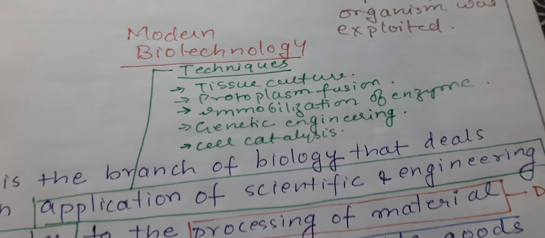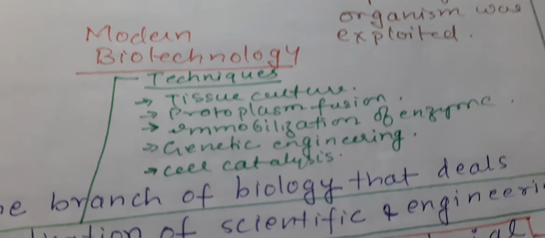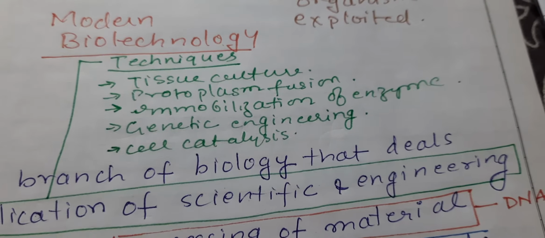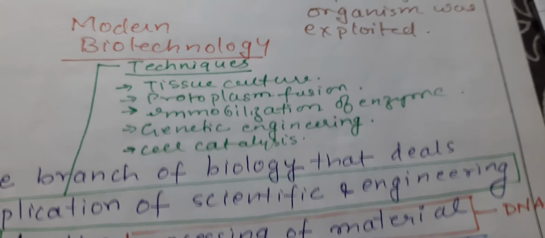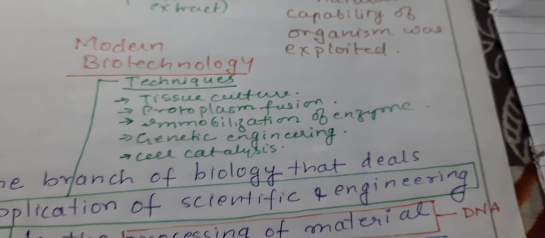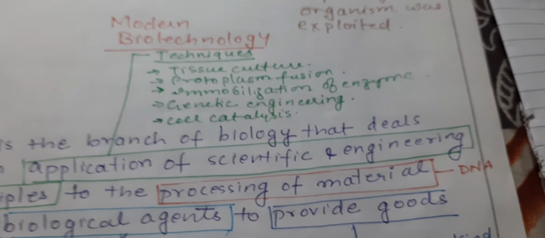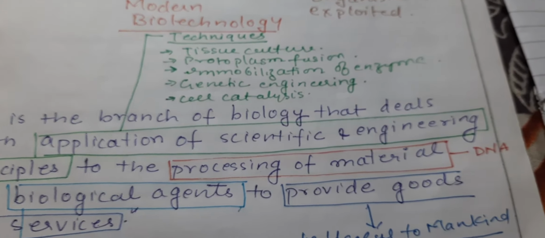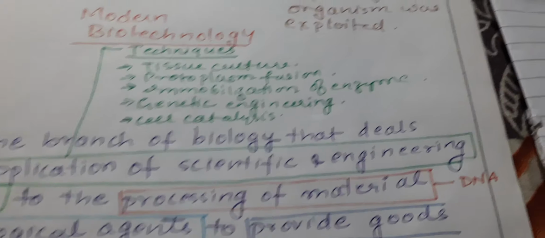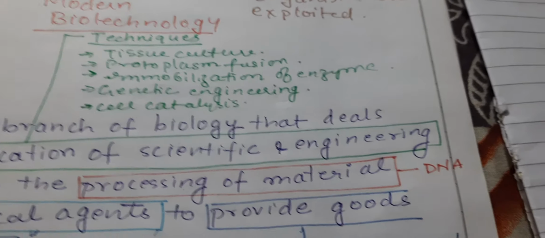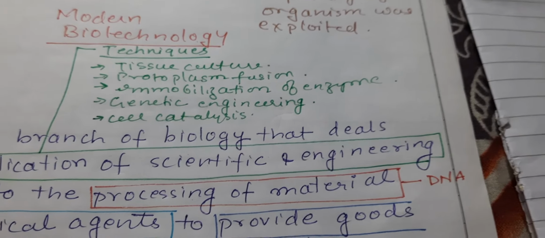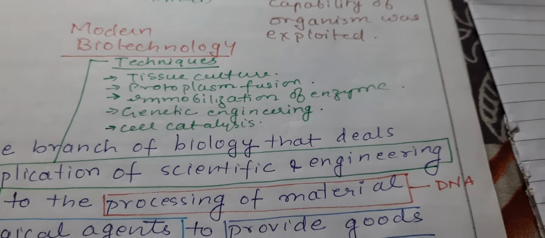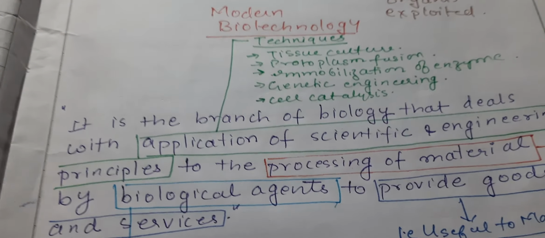Now what kind of technology are we using in biotechnology? Such as tissue culture, protoplast fusion, immobilization of enzyme, genetic engineering, cell catalysis, and many more techniques. We use these techniques since they are based on certain scientific principles. Next, processing of material: basically here we work with the DNA, because we know that the entire information of the organism is encoded in DNA, by biological agent.